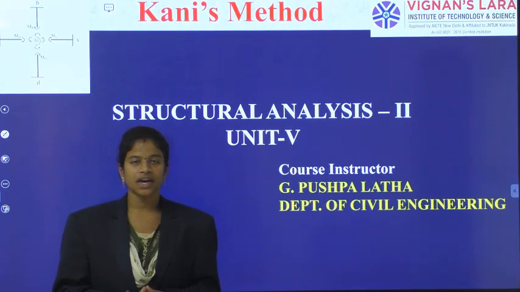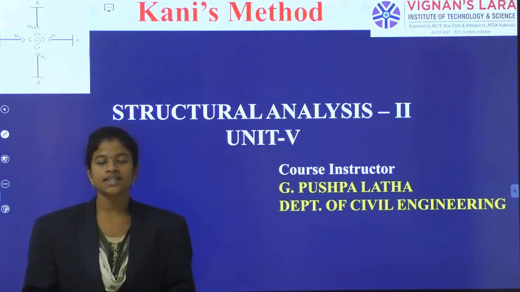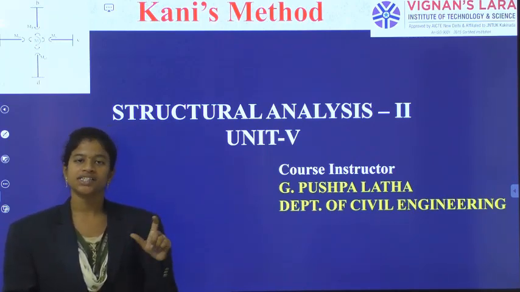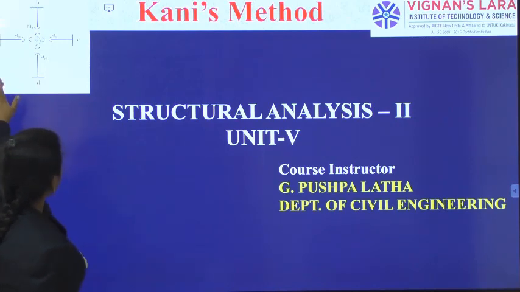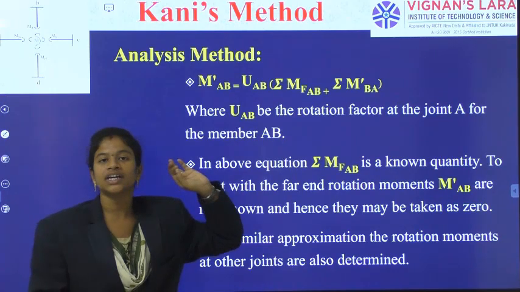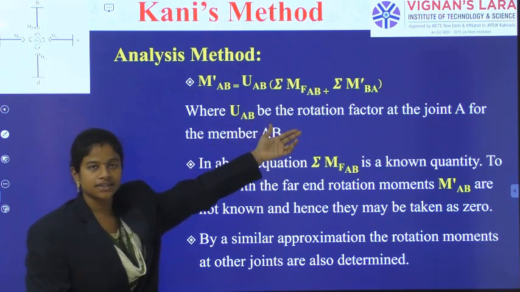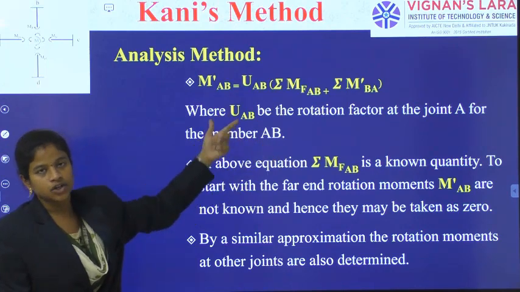In the previous class we started our Kani's method chapter, right? The method itself has a name: rotation contribution factor method, or rotation contribution method. There we observed how we calculated the corresponding rotation contribution factors, the rotation factor U_AB for a joint with a member AB.